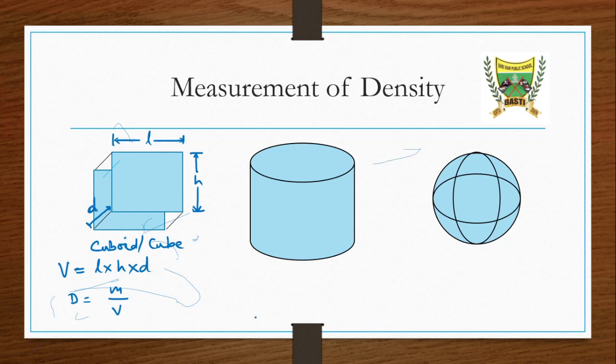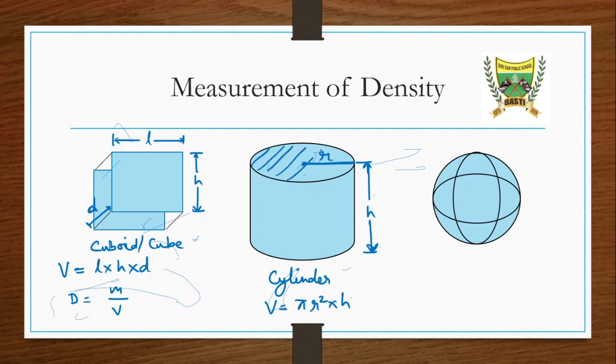Here we have got a cylinder. This is a cylindrical object. To calculate the volume of the cylinder, first of all we have to know the radius of the cylinder, then we have to calculate the height of the cylinder. If we have got these two values, then the volume of the cylinder can be calculated as pi r square into h. Pi r square is what? Pi r square is the area of this circle, right? We already know the area of the circle is pi r square.